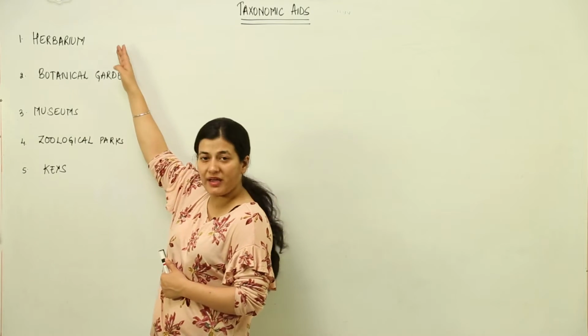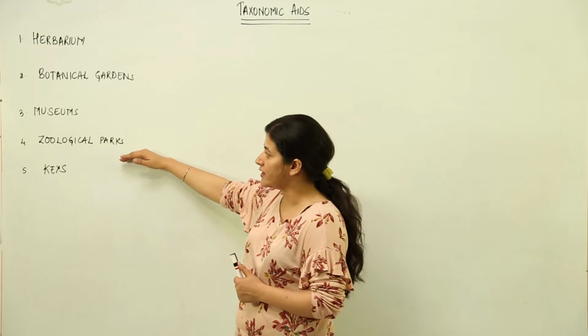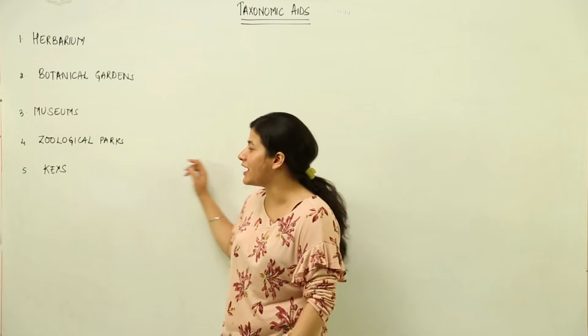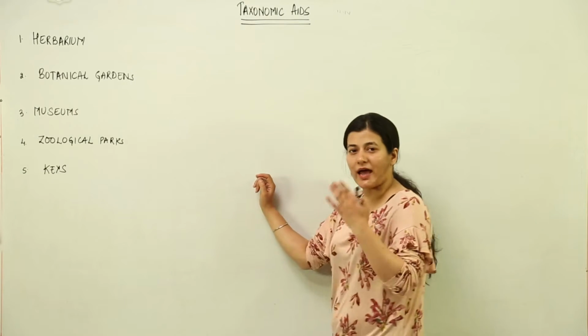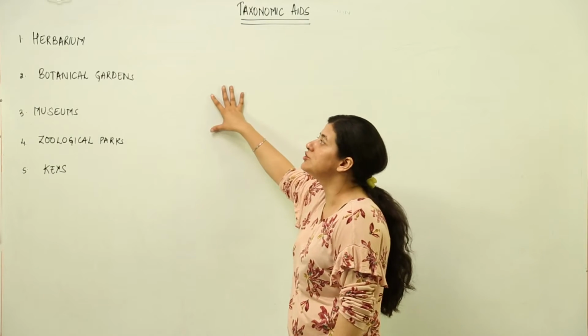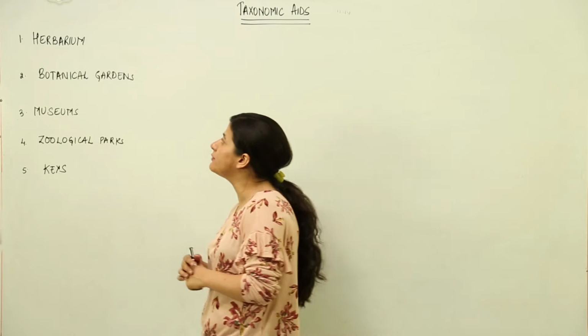First one is herbarium, second is botanical garden, third one is a museum, fourth one is zoological park, and the last one is a taxonomic key, as we have various keys, indented and bracketed. We are going to come to that, but before that you need to understand about herbarium. What is herbarium? We need to get a brief idea about herbarium.